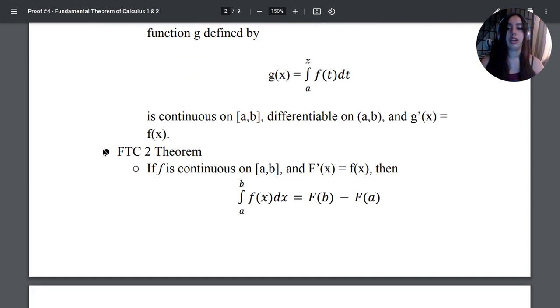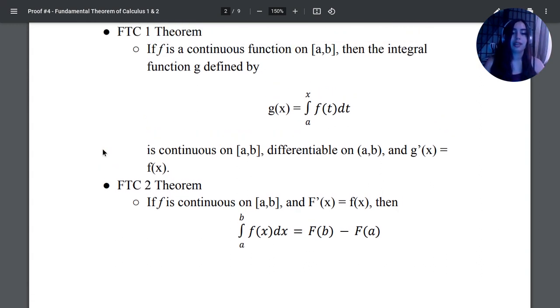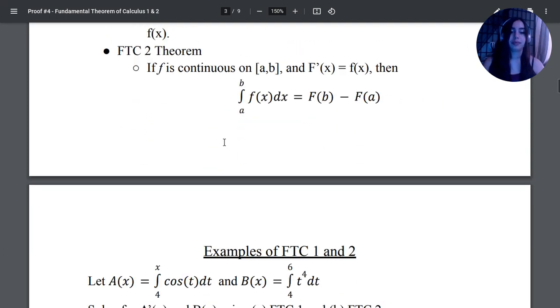Our second theorem states that if f is continuous on a closed interval [a, b] and F prime of x is equal to f of x, which is part of our first theorem, then the integral from a to b of f of x dx is equal to big F of b minus big F of a.